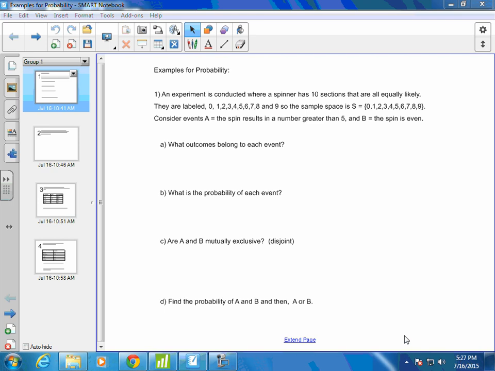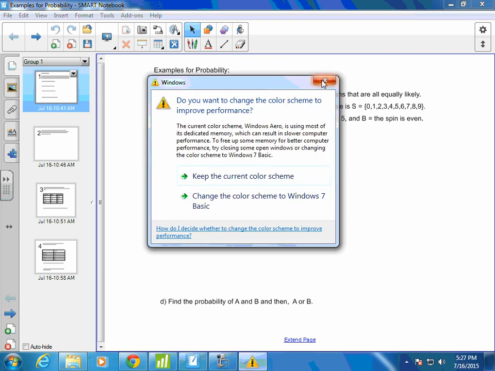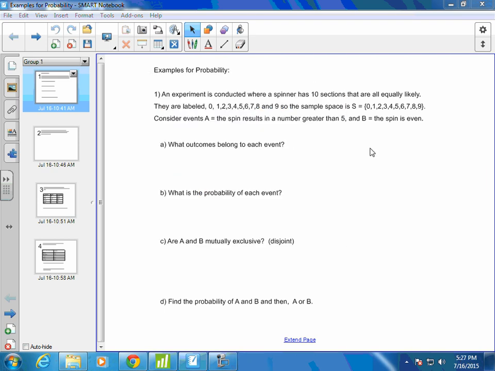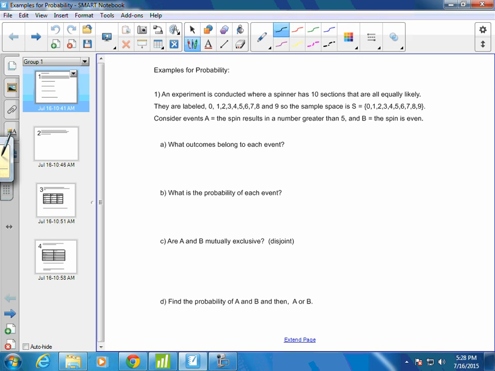So few things they're asking us to do here. Okay, what outcomes belong to each event? So this has nothing to do with probability yet. So if you want to just list the outcomes, that's perfectly fine. So we're going to use something called roster notation, where event A is the event that consists of anything greater than 5. So 6, 7, 8, and 9.